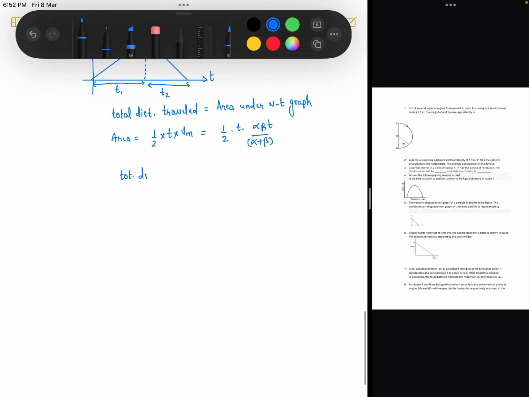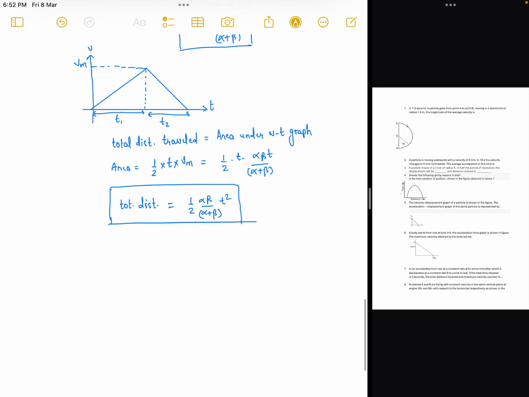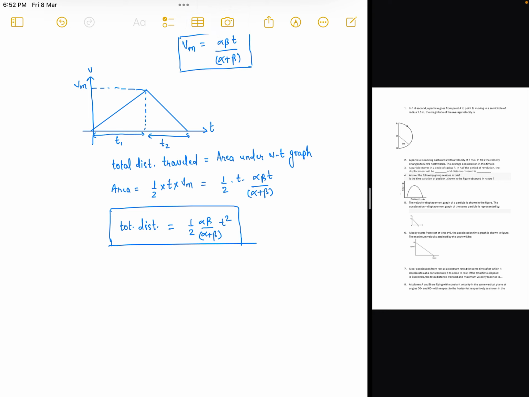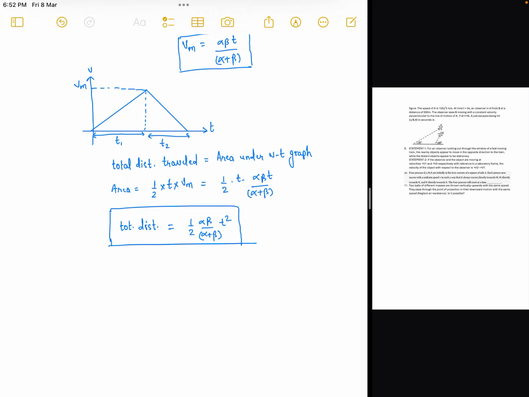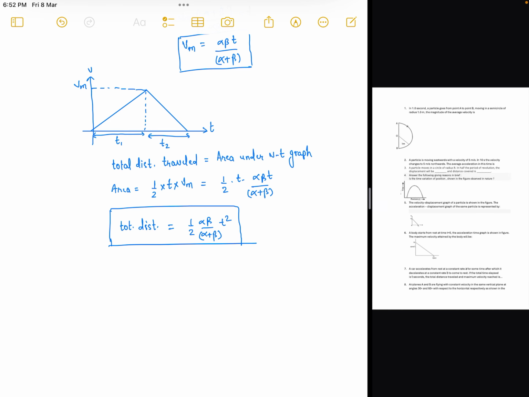Total distance traveled is equal to half alpha beta divided by alpha plus beta into t square. So this is our answer. We could also solve this question for the total distance by using the equations of motion, but that will be a longer method. We can directly calculate by using this graph method. Now the next question is that aeroplane question.